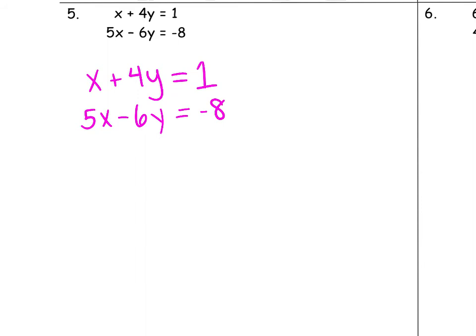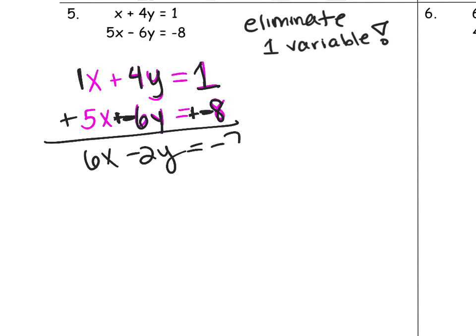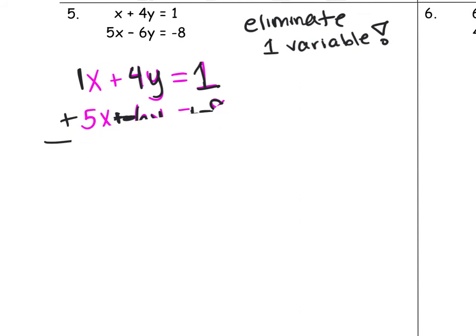And again, let's see. Can I add vertically? The whole objective is to use the elimination method. Eliminate one variable. So let's see. If I add them all vertically, I have x, there's a 1 out front here. 1x plus 5x is 6x. 4y plus a negative 6y is negative 2y. And 1 plus a negative 8 is negative 7. So nope, didn't work. Nothing canceled. So that was not the way to go.